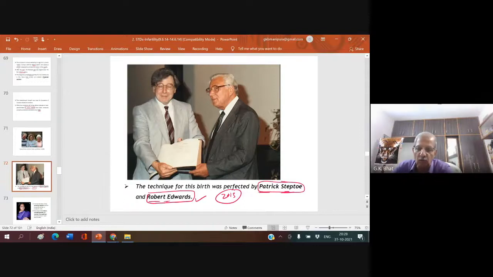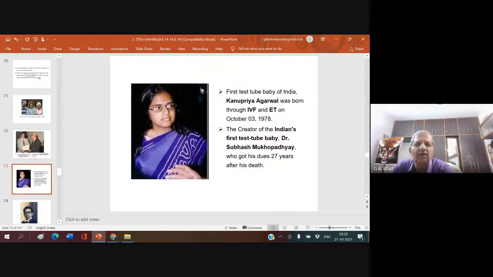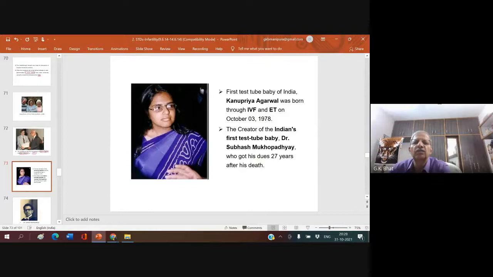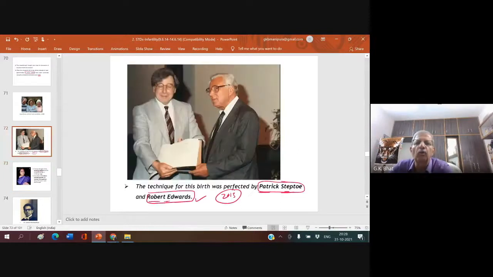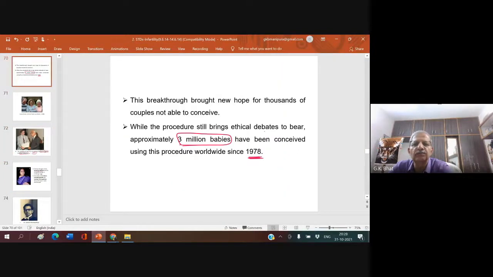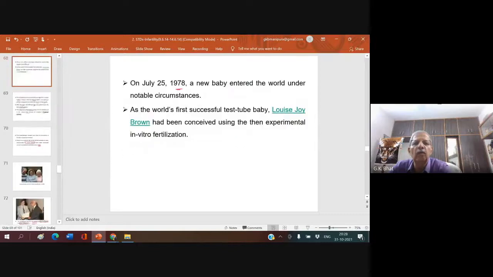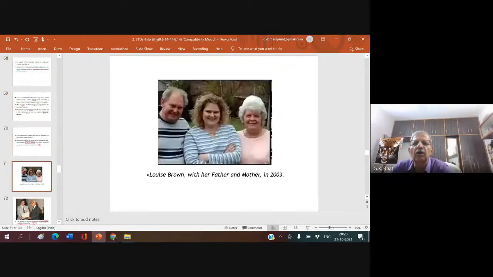But what is most important is, this is the girl, the first test tube baby of India, Kanupriya Agarwal. She was nicknamed Durga. Remember, this girl was born on October 3, 1978. And Louise Brown was born on July 25th. And this one was born in October.